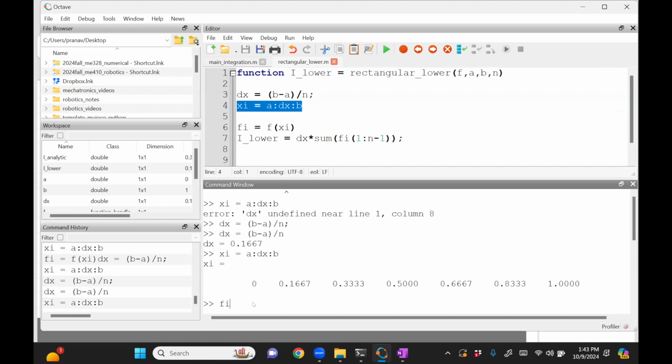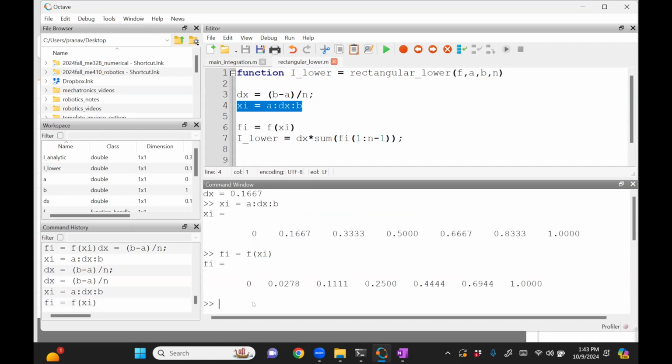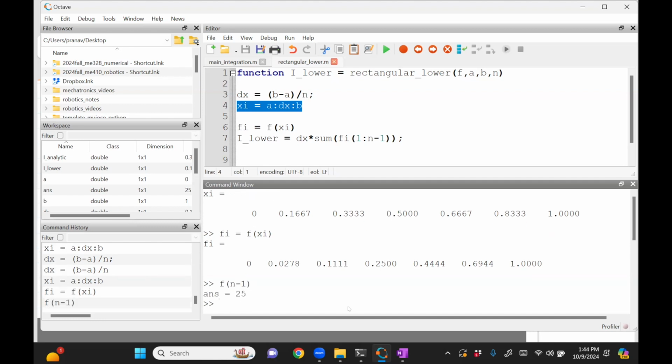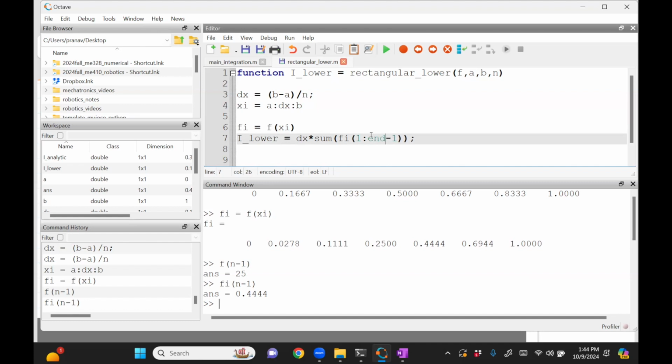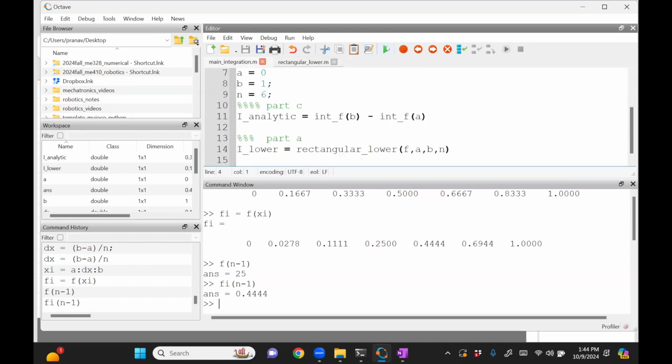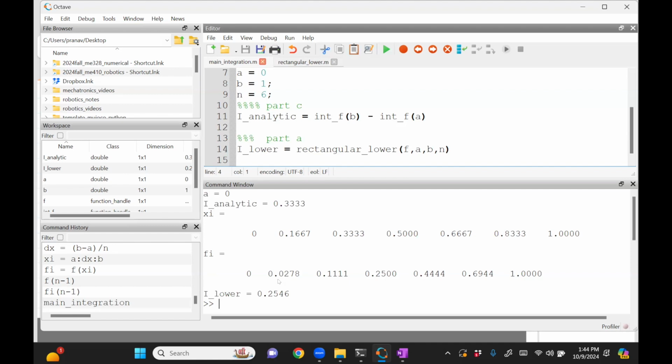F of fi is f of xi. Okay, so when I sum this, I need to sum 0 all the way to this value. So when I was doing f n minus 1, wait, what? Okay, fi n minus 1, my bad. Okay, so here's the problem. I was only going up to 0.444. This is incorrect. So it actually should be n minus 1. I think that'll work. So 0.2456. So it basically goes all the way from the first one to the one but last one.